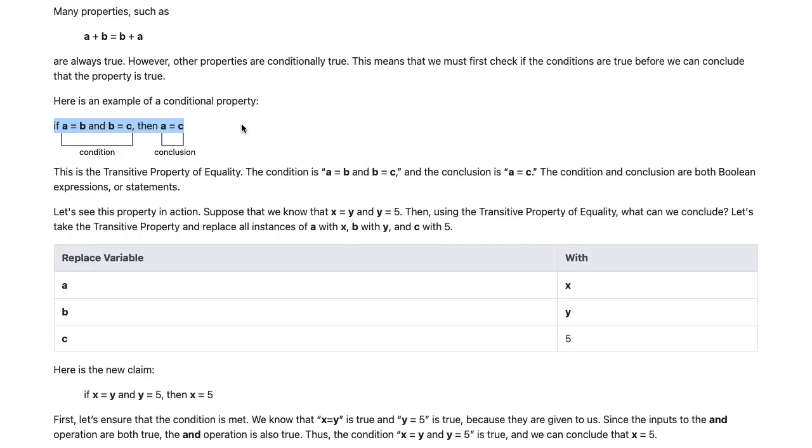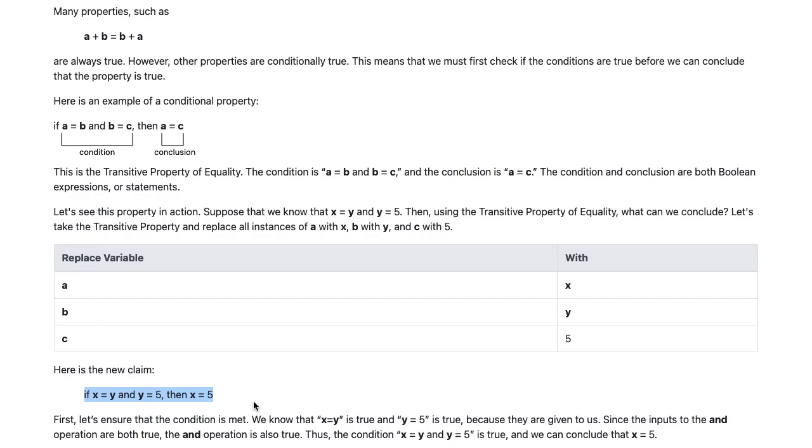Suppose that we know that x is equal to y and y is equal to 5. Then, using the transitive property of equality, what can we conclude? Let's take the transitive property and replace all instances of a with x, b with y, and c with 5. Here is the new claim. If x is equal to y and y is equal to 5, then x is equal to 5.